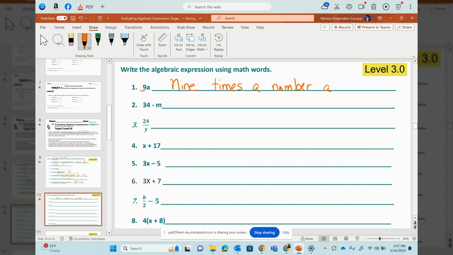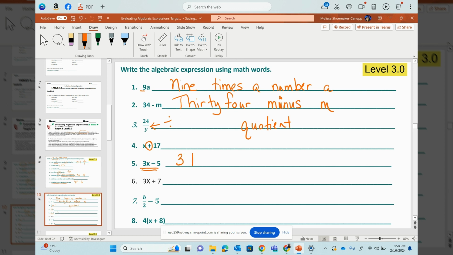Okay, 34 minus m. What's this mean? Division. So we're going to use the word quotient. I'm just going to give you some hints because I want you to try this on your own. I think we should all be able to handle this one. Oh, this one might be tricky.